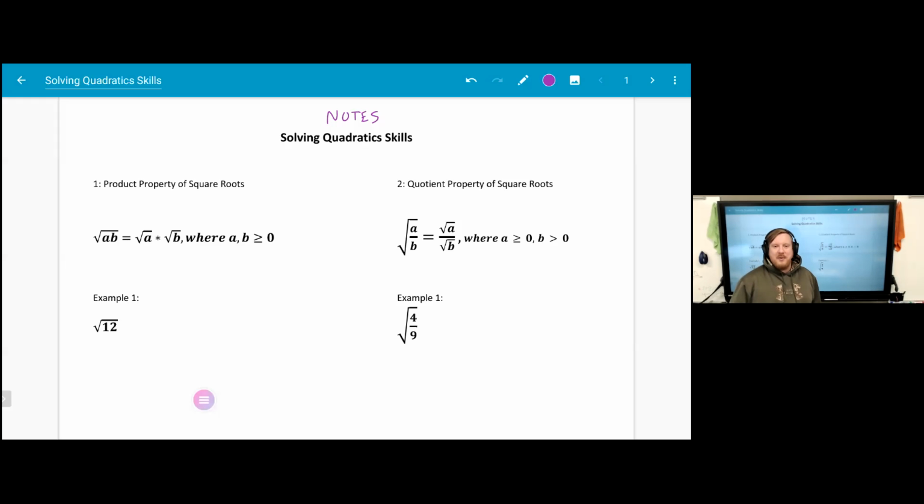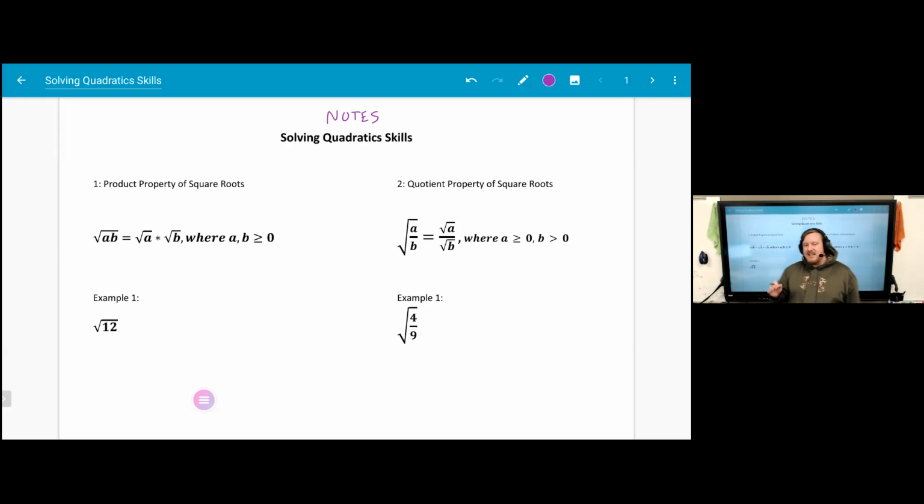Hey, Algebra 2, welcome to the notes section of this skills little thing that we're going to do, solving quadratic skills. We got three of them we're going to look at. The first one is the product property of square roots. When we're talking about quadratics, we're going to use a lot of squares and square roots and throw that kind of terminology around. So let's see some ways we can make things work.